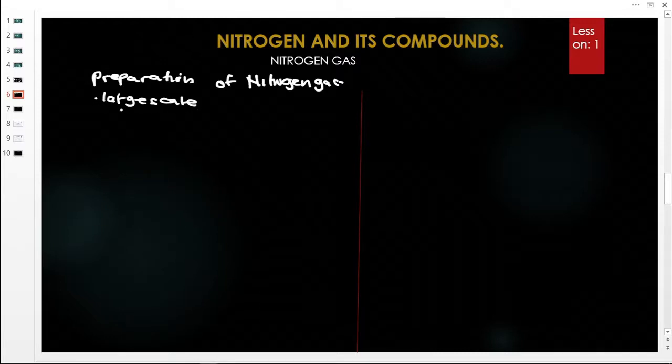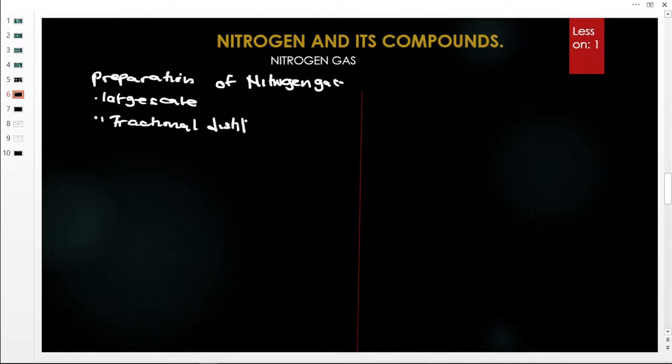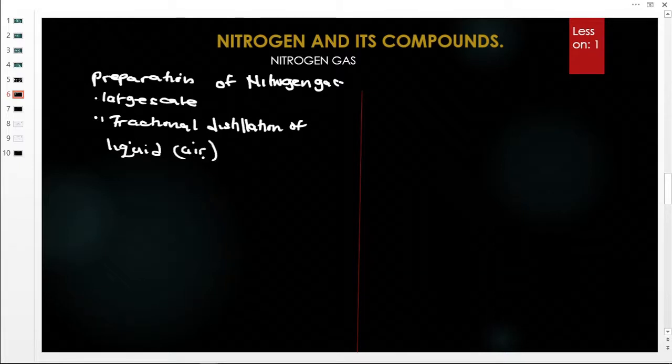When we are preparing nitrogen on a large scale, we use fractional distillation of liquid air. So what is liquid air? When we go back to air, we said we have nitrogen, oxygen, carbon dioxide, and rare gases. During the process, nitrogen, carbon dioxide, water vapor, and other impurities are removed. We remain with only oxygen gas and nitrogen gas, which are put into a compressor and compressed into a liquid.